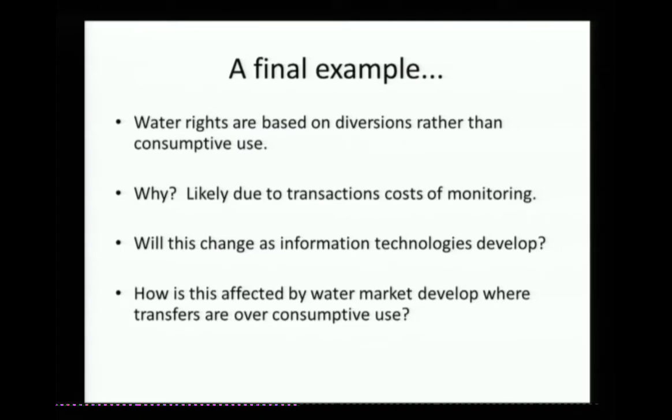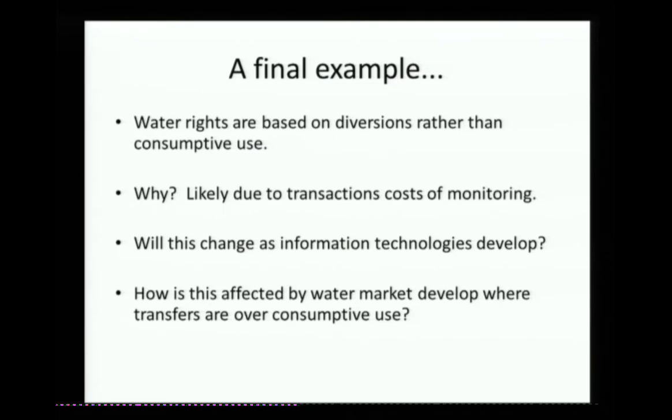A quick final example. Water rights are historically based on diversions rather than consumptive use. Ideally, they'd be based on consumptive use. Well, why was that? Well, transaction costs are most likely quite high, particularly 80 years ago, to monitor how much water was actually used. Will this change as information technologies develop, where monitoring consumptive use costs go way down? That's something we want to consider.